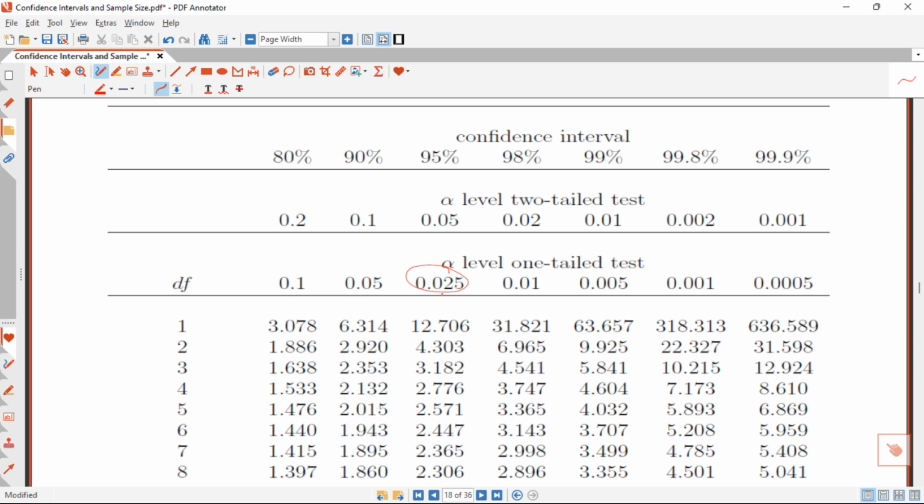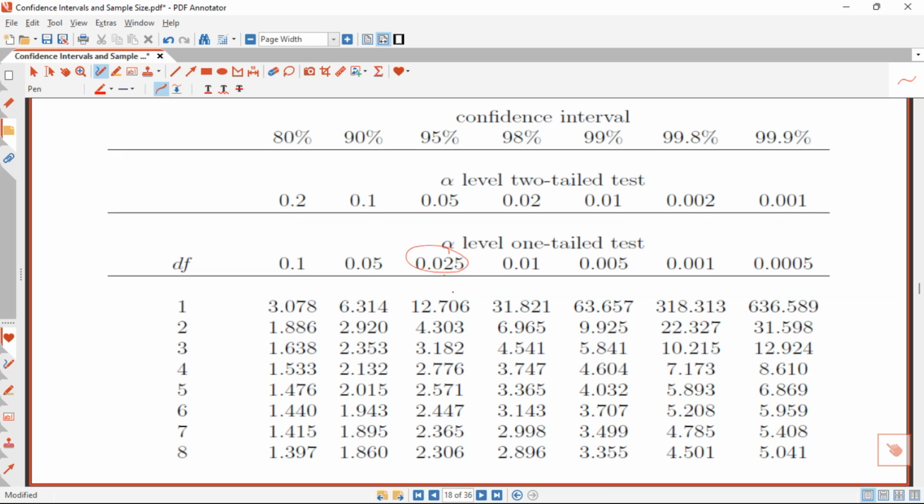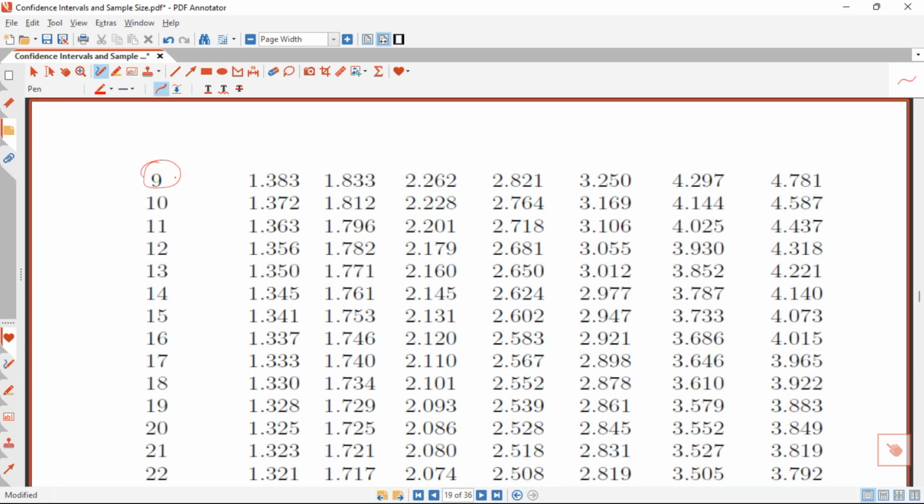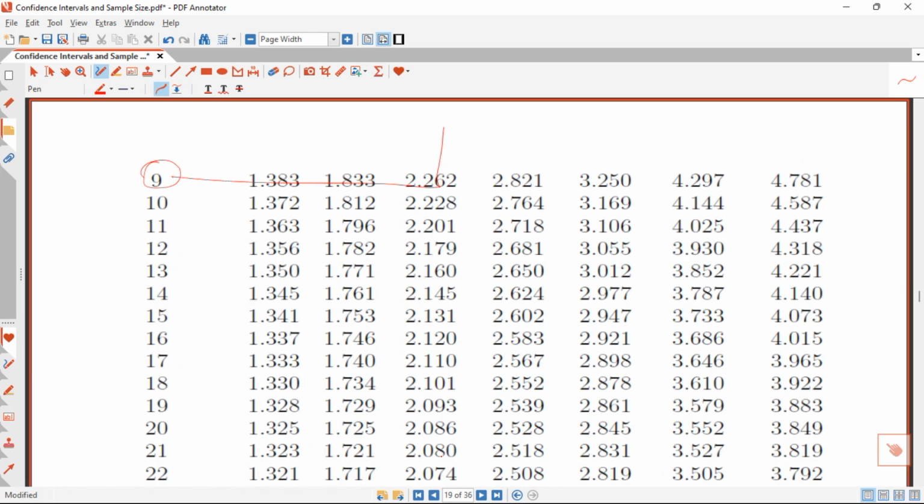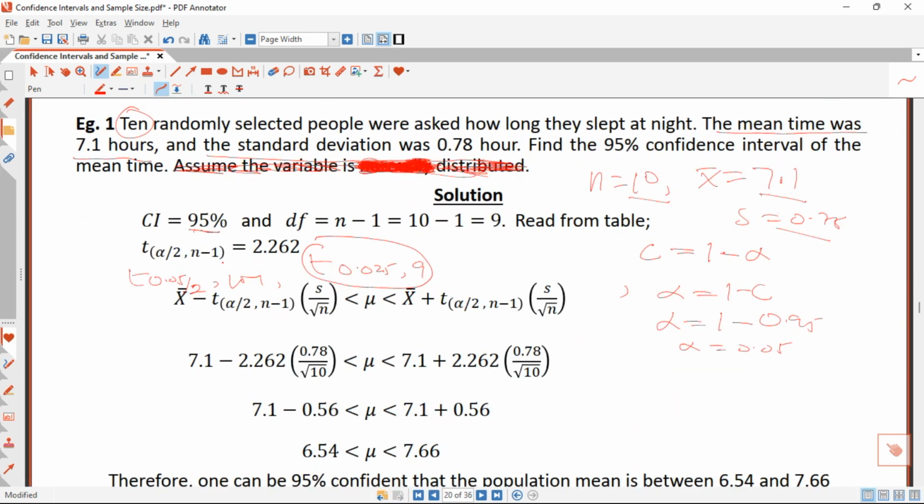Just trace the rows and the columns to locate this one. So when you come here, you trace this one to this side and then trace this one to that side. Once you trace this one to that side, you are getting 2.262. So this is the critical value that we are going to have. So right now we have our critical value for this one. So we are just going to substitute. Our sample mean is 7.1.